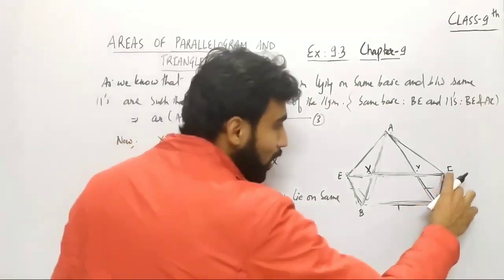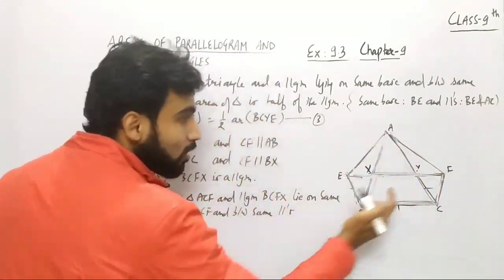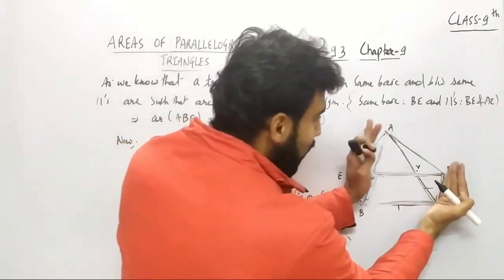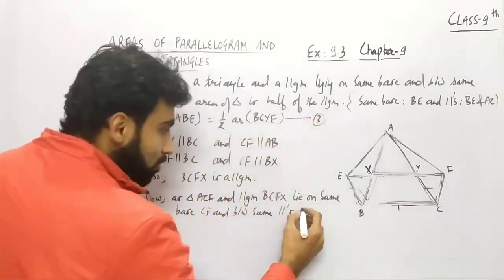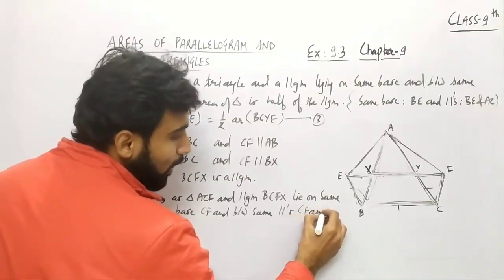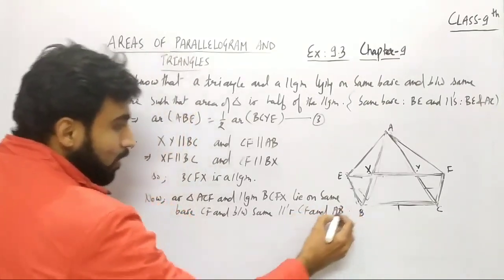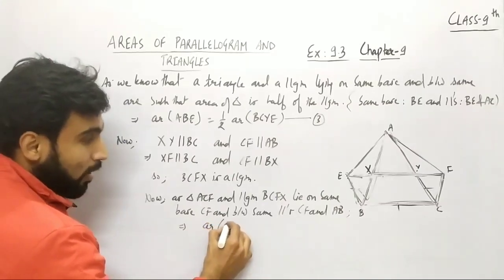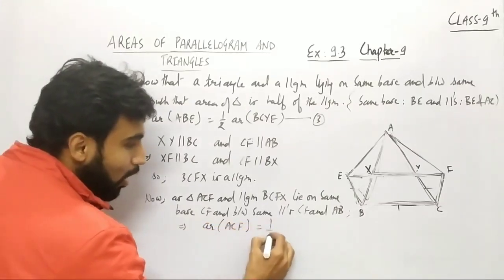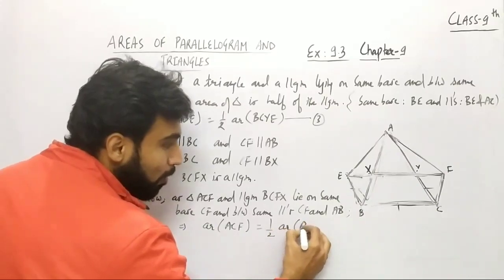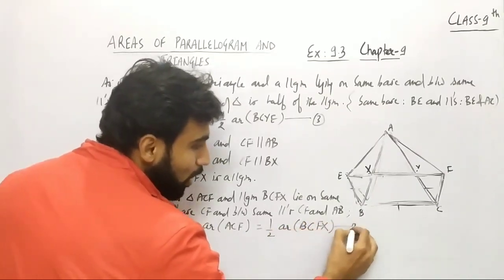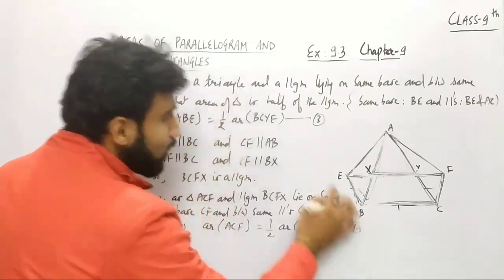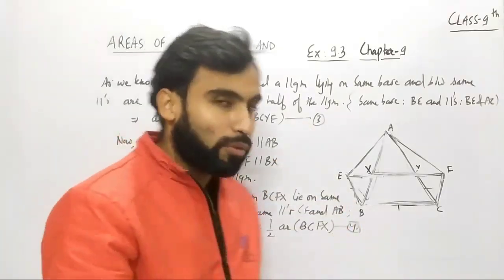So what are the names of the parallels? CF and AB, right? So this triangle and this parallelogram lie between CF and AB. This implies that the area of the triangle ACF is going to be half of the parallelogram BCFX, right? So let me give it equation number 4 here. The third equation was given, so now it will be the fourth equation.